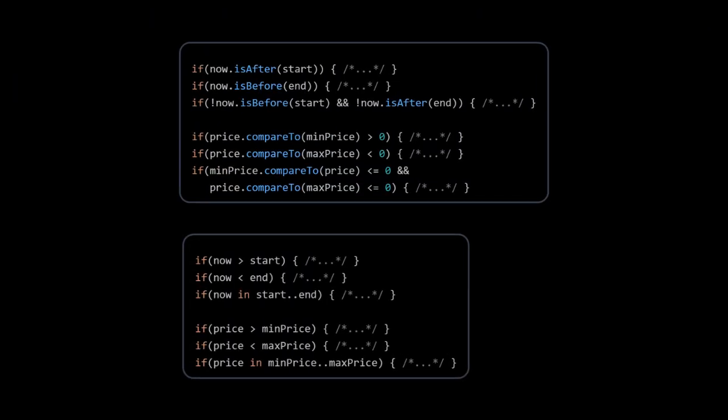So instead of calling methods like isAfter, isBefore, or compareTo, we can simply write that now is greater than start, now is less than end, or now is in the range from start to end. The same goes for prices. Price greater than min price, price less than max price, or price in the range from min price to max price. Although isAfter and isBefore might be more readable than comparison operators, I hope it seems clear that operators are clearly easier to understand in other cases.